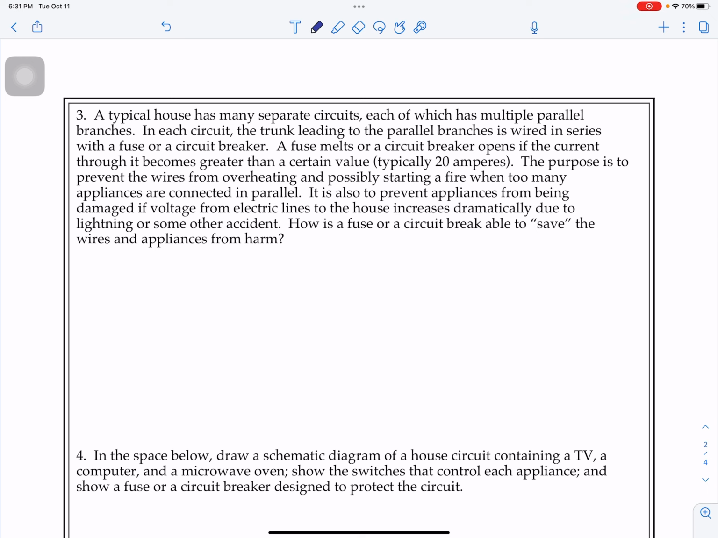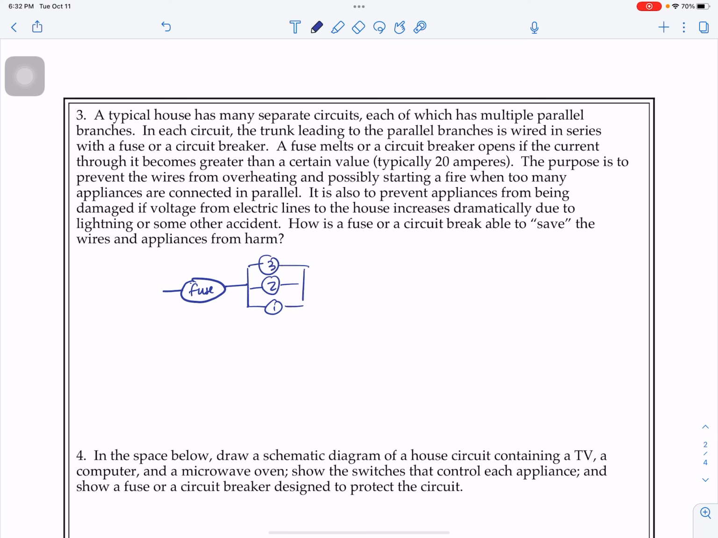Okay, a typical house has many separate circuits, each of which has multiple parallel branches. In each circuit, the trunk leading to the parallel branch is wired in series with a fuse or a circuit breaker. So let's think about what that means. So I've got in series, you know, it's often good to write down, I've got the fuse, and then this is in series with appliances. I'm just going to do one that are in parallel to each other.